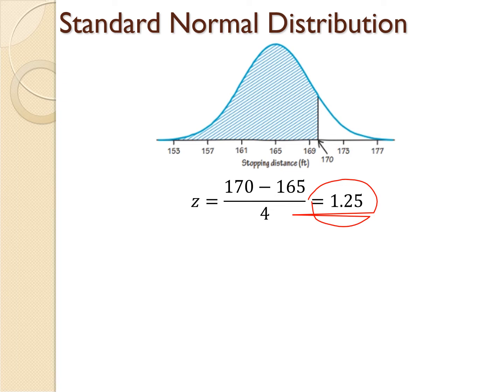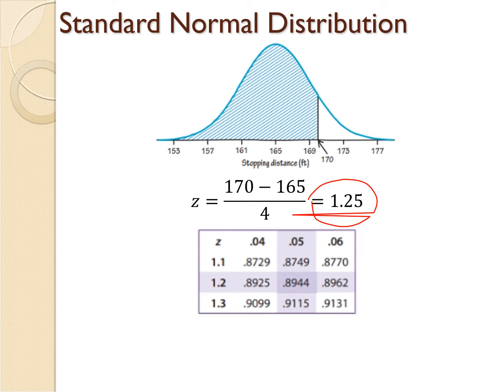Now we look at our table. Remember, when we look at our table, we're looking for the stem first, 1.2. That tells us the row that we're in. And then that 5 is really 0.05. That's what we look for across the top. That's the column we're in. And we look for where they intersect.